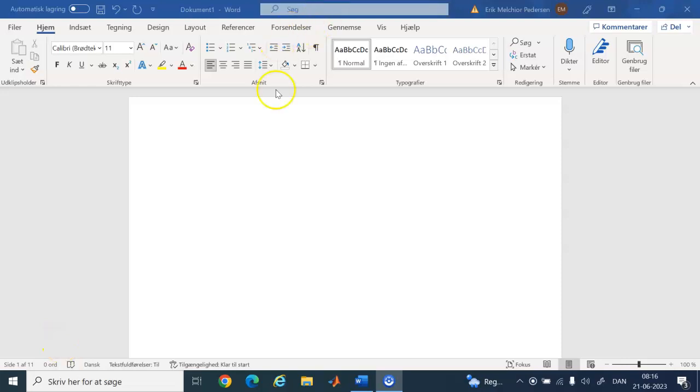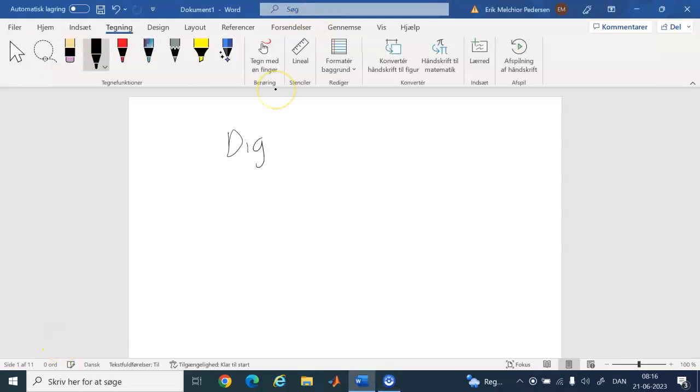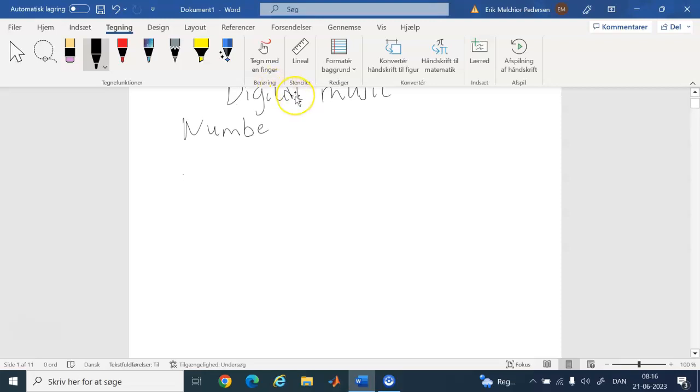Talking about digital music, there are some number systems. We have the normal numbers, decimals, and then we also have binary and hexadecimal.